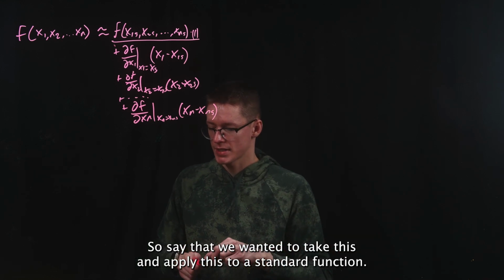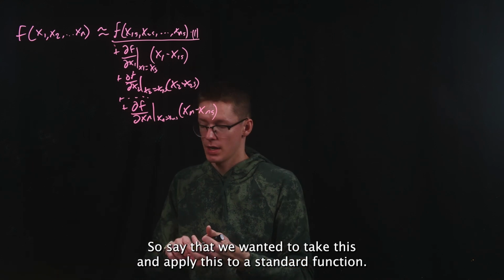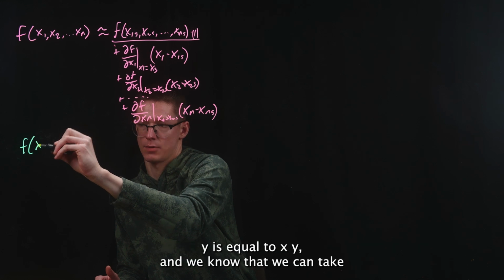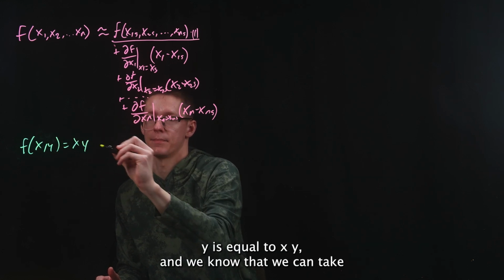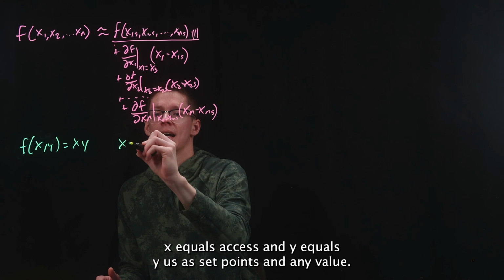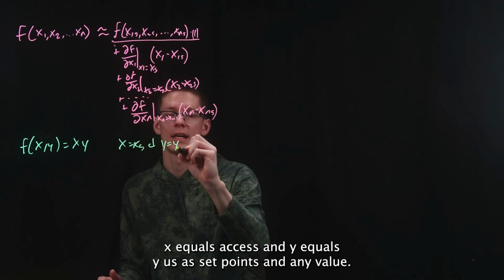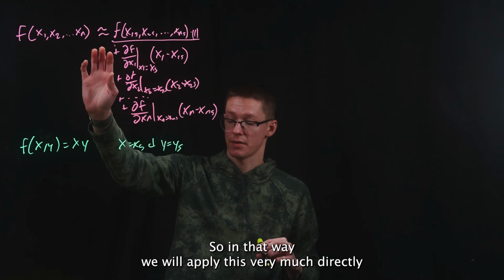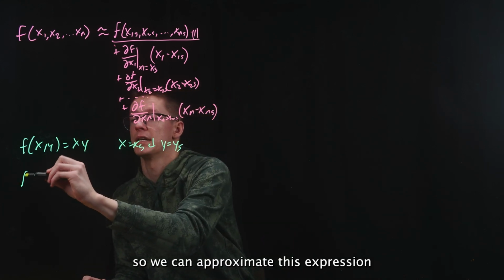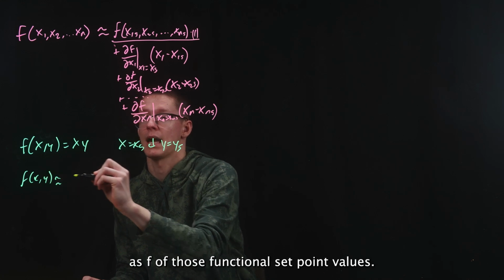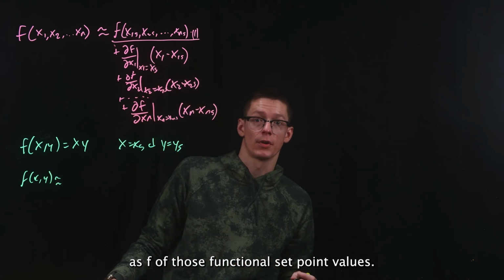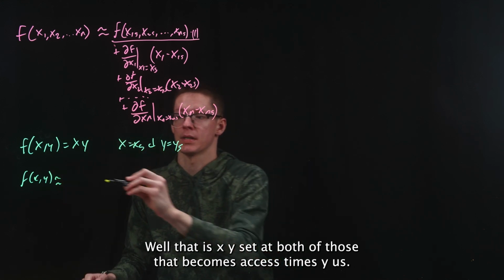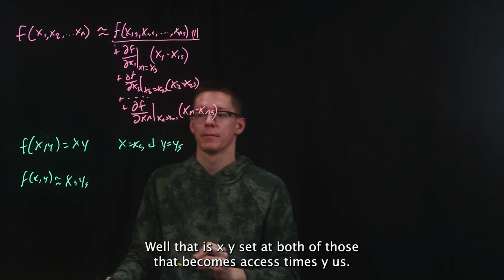So say that we wanted to take this and apply this to a standard function. Perhaps our function is going to be f of x, y is equal to xy. And we know that we can take x equals xs and y equals ys as set points at any value. So in that way, we would want to apply this very much directly. So we can approximate this expression as f of those functional set point values. Well, that is xy. Set at both of those, that becomes xs times ys.